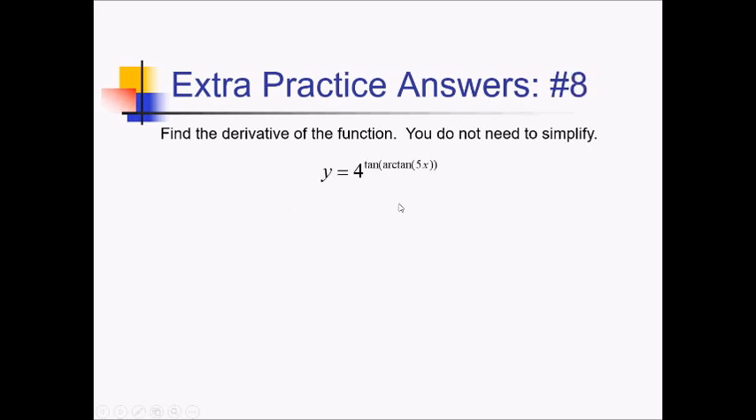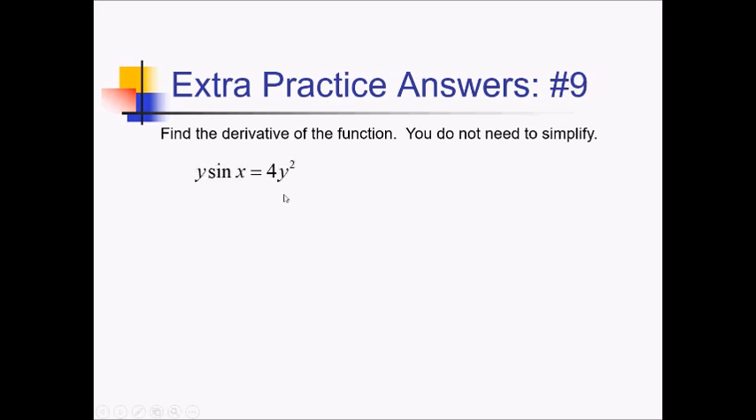This problem looks a little bit scary until you realize that tan and arctan are inverses. Tan and arctan are going to cancel each other out, so this is really just 4 to the 5x, which is just a little chain rule. We've got basically 4 to the something. The derivative of that is going to be 4 to the 5x times ln of 4 times the derivative of the something, so that's going to be multiplied by 5.